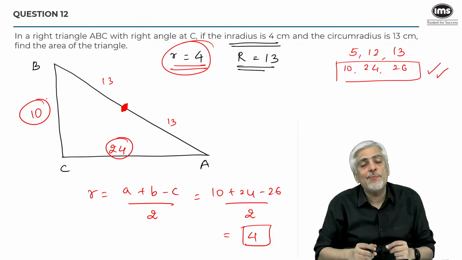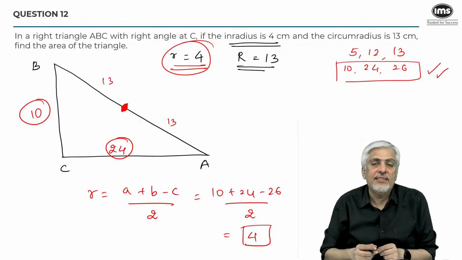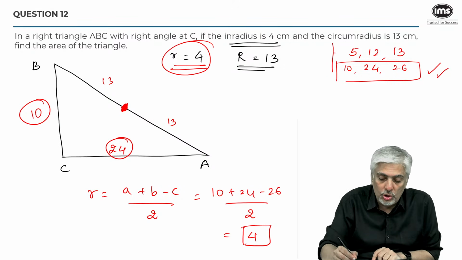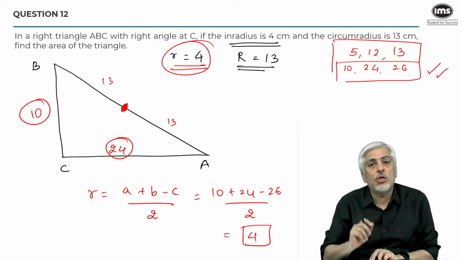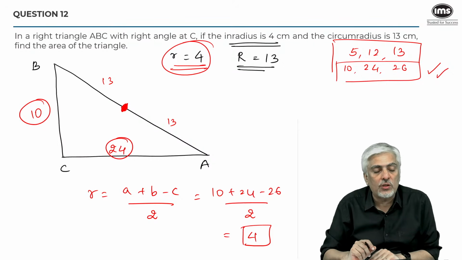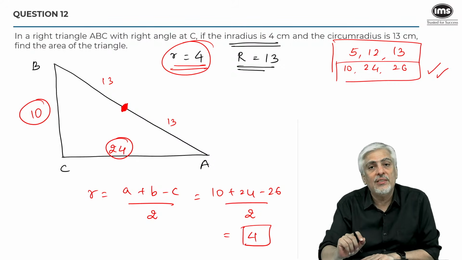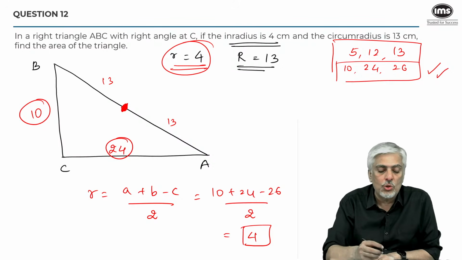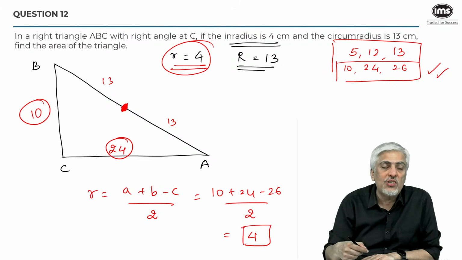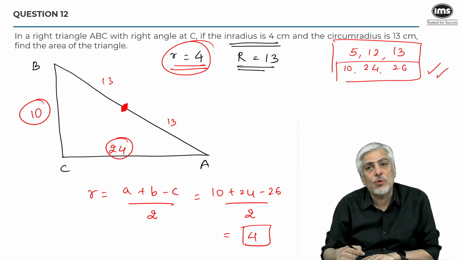If anybody is making equations and solving, they are wasting time. You should start realizing Pythagoras triplets, because if you are not realizing Pythagoras triplets, it's a waste of time. Please don't solve such questions. Don't take a, b, get one equation for a plus b, then another equation for a square plus b square.